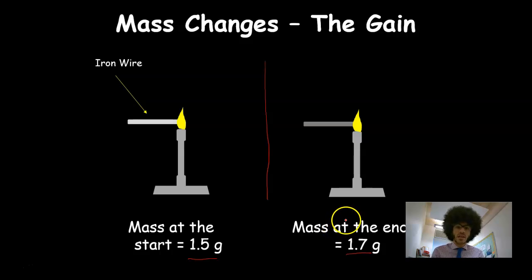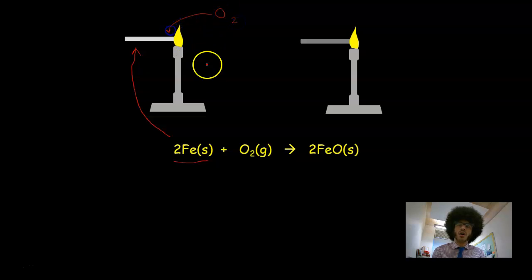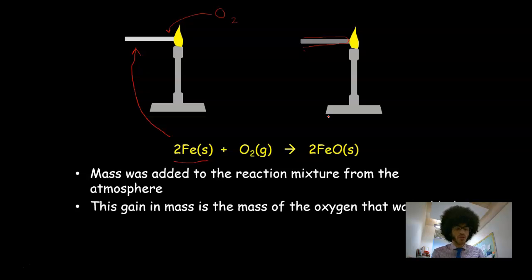Well, the reason why, again, can be found by looking at the chemical equation for this reaction. If we look at this in a bit more depth, this is the reaction we've got. So we've got two lots of Fe, that's basically your iron wire. And then we've got O2, that it reacts with oxygen, which is a gas in the atmosphere. So that is going to react with the iron wire, and that creates iron oxide, or FeO, which is the outer layer on your wire, and that accounts for the increase in mass. The extra mass has been added to the reaction mixture from the atmosphere, it's the oxygen, and that gain in mass is the reacting oxygen that was added.